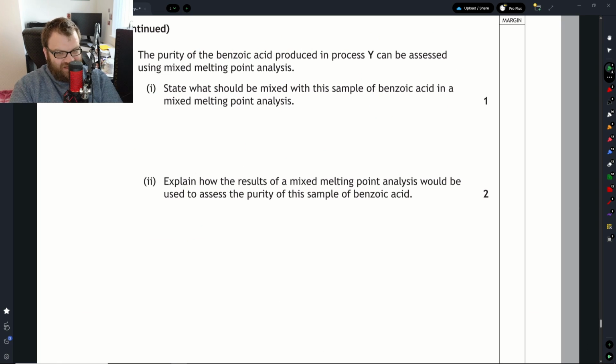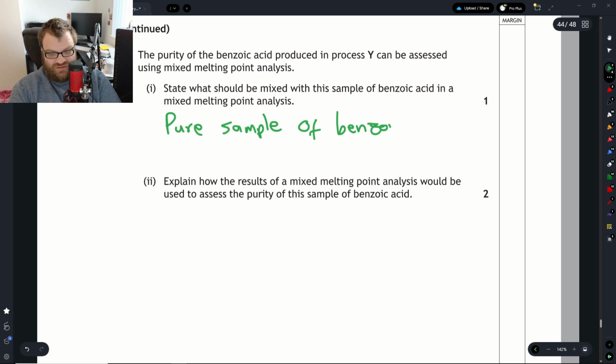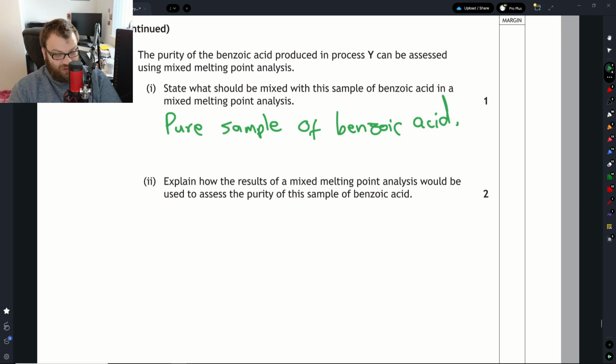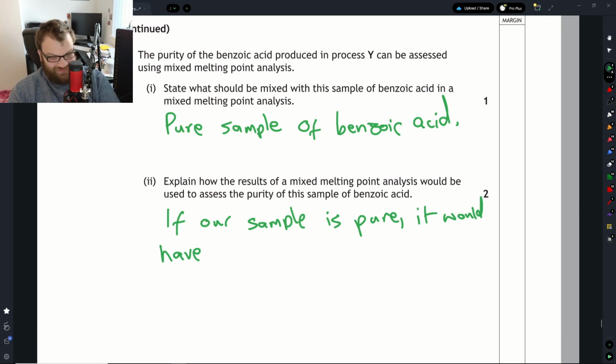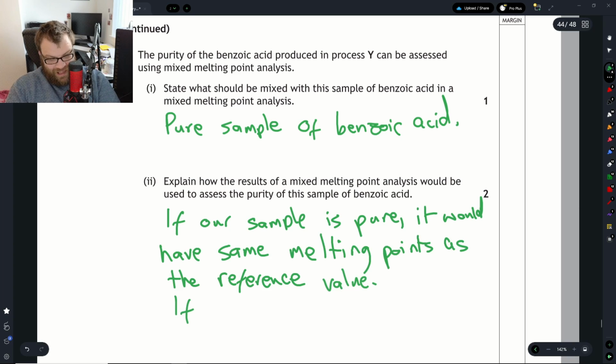In this question, we're dealing with a mixed melting point analysis. You would use a pure sample of the chemical with your sample, pure sample of benzoic acid. We're going to use those results to check the purity of it. If our sample is pure, it would have the same melting point as the textbook, the reference. It would have the same as the textbook or the reference melting point. If it's impure, you're going to have a lower and wider melting point range.